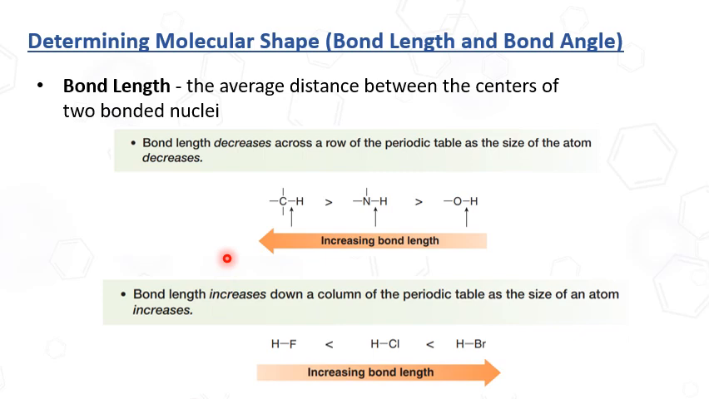If you move from the top to the bottom of the periodic table, the trend for size is increasing. Consequently, if they're bonded to the same atom, hydrogen again for this example, from top to bottom, because the size is increasing, the bond length would also be increasing. Okay, so that's the trend for bond length.